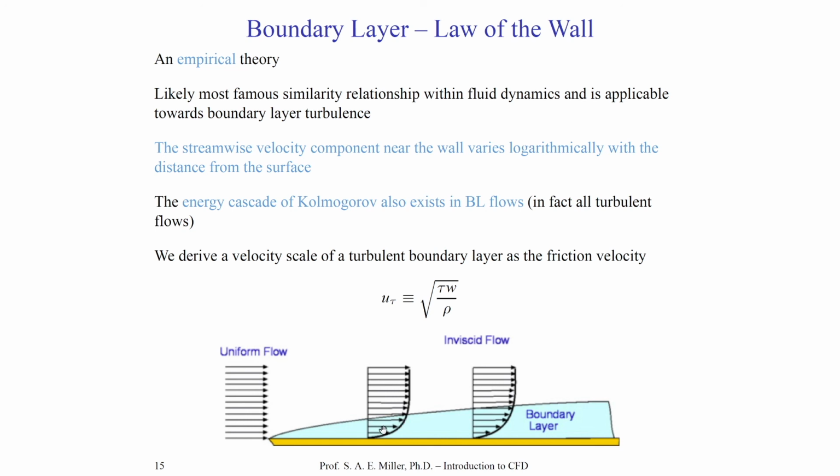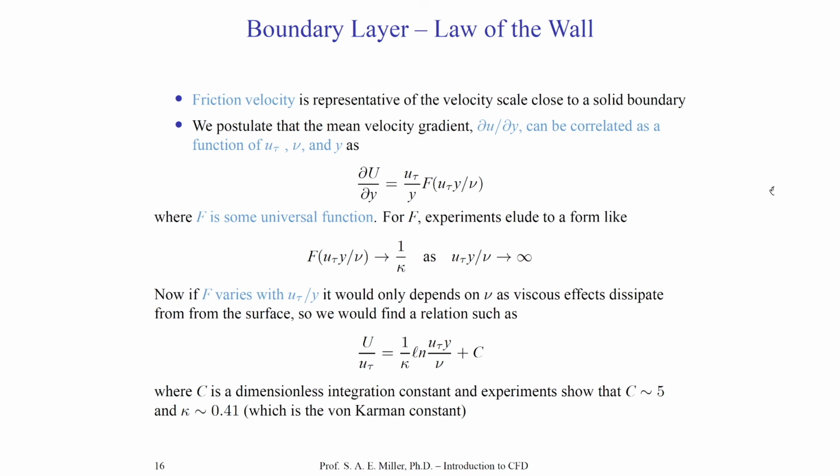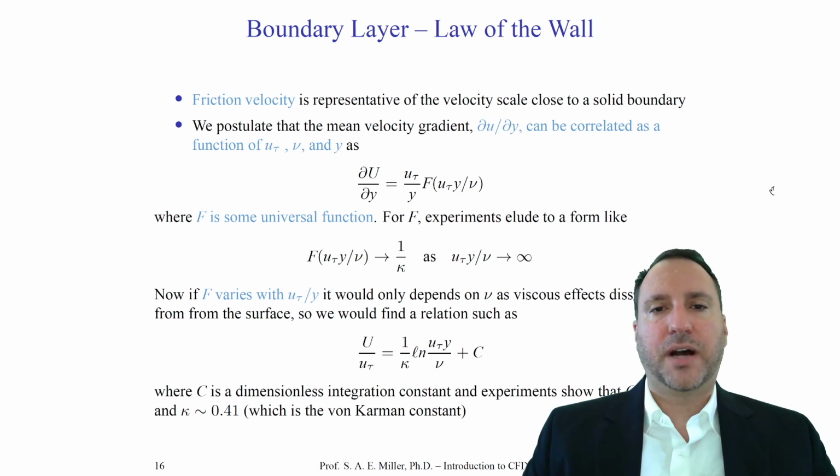Here, the turbulent boundary layer, of course, creates this profile as it progresses downstream. There's the so-called law of the wall, which will dictate the form or profile of this particular boundary layer. Now, the friction velocity will represent the velocity scale, which is close to a solid boundary. This is the velocity we just formed.